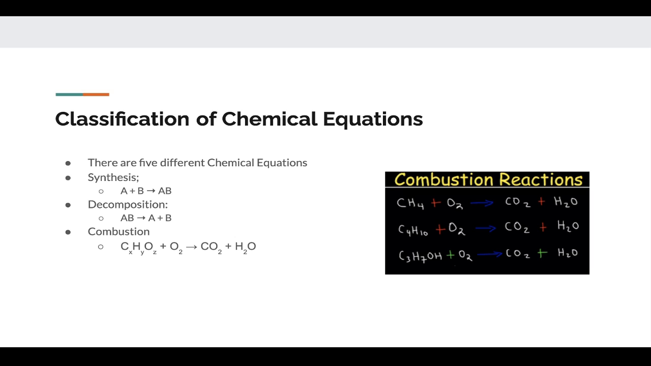Now, combustion is the special one, in which you see how it has carbon, hydrogen, and oxygen. So C_xH_yO_z, it could have a subscript of any variable, plus O2 will yield carbon dioxide plus H2O. So the products will always remain the same. A combustion reaction will always produce carbon dioxide plus water.